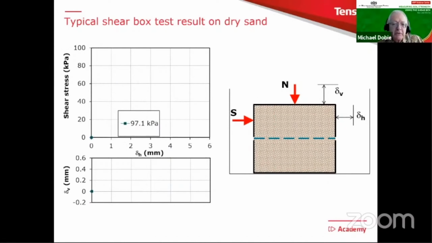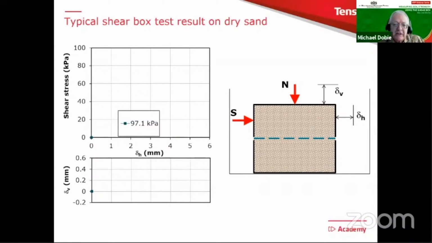So we have two graphs on the left. The upper one is going to show us shear stress, which is coming from S on the diagram, versus the horizontal displacement, that's delta H. And the lower diagram is delta V, that's the vertical movement of the shear box, also against the horizontal movement. And we're going to see a first test where we apply a normal load, which is represented in this case by a particular stress of 97.1 kilopascals. And we start the test.